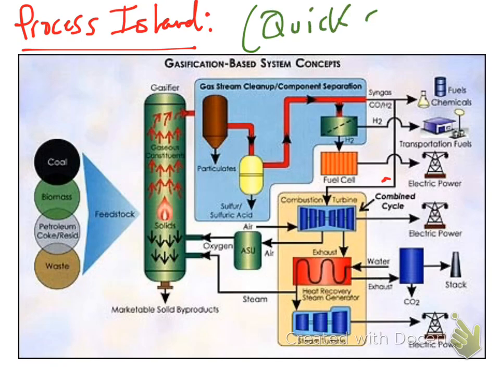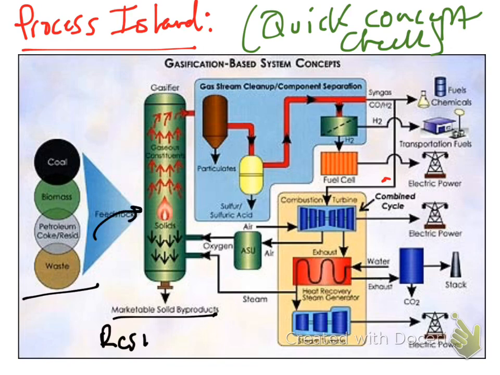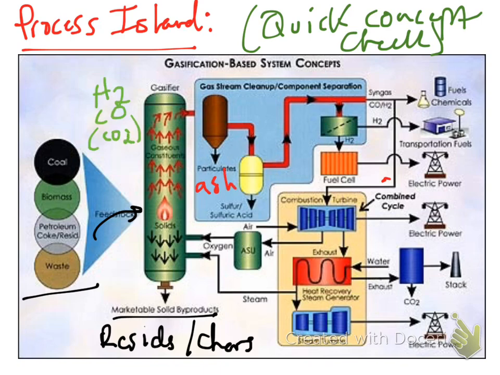All right, so let's take a quick look at the process island. A quick concept check, looking at everything on paper. I know I showed a similar picture of this before, but now we can see where it fits in with the picture of power generation, right? So here you can see feedstock is fed in, the resids and chars come out of the bottom. We have our syngas produced at the top.